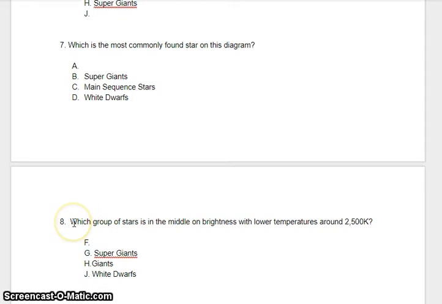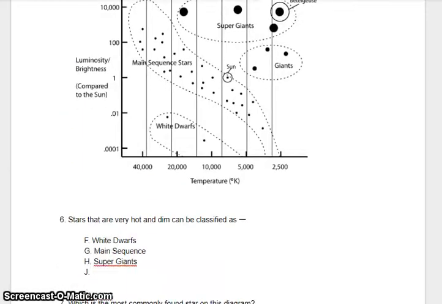Number 8. Which group of stars is in the middle on brightness with lower temperatures around 2,500 Kelvin? Middle on brightness, lower temperatures around 2,500. Supergiants, giants, white dwarfs. Go back and look at the picture.